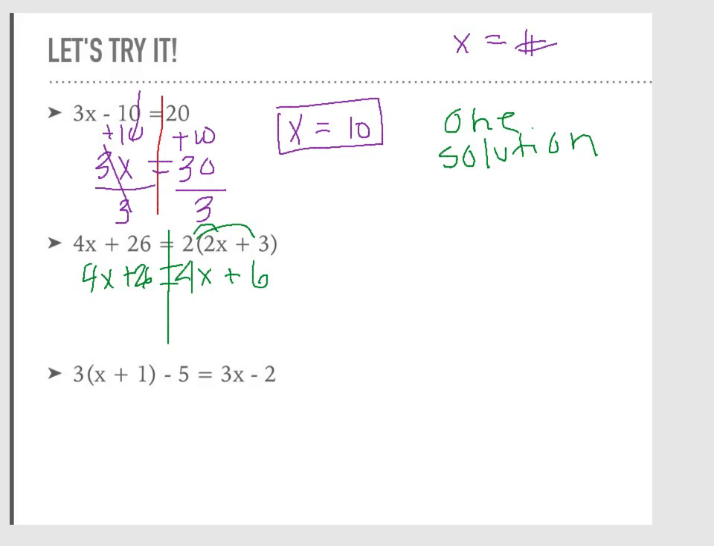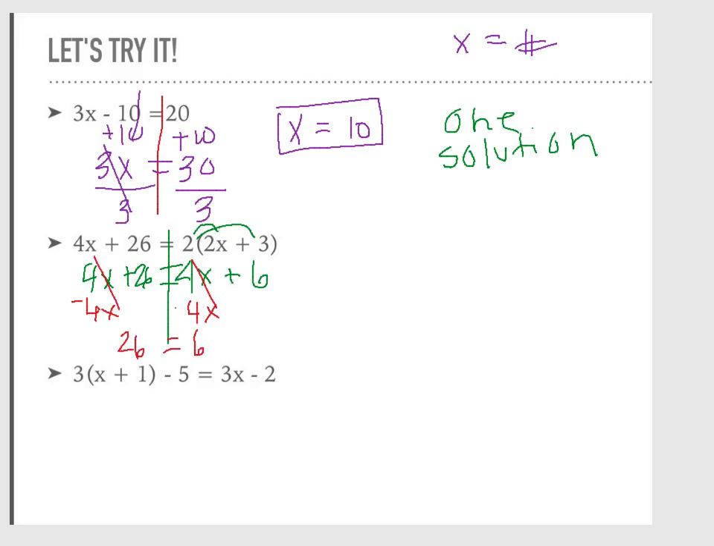I notice that I have some like terms, which is my 4x, my 4x. So I need to combine those. I always say bring your right one over to your left side. So the opposite of plus 4x is minus 4x. On the right side, my 4x's cancel, and on my left side, my 4x's cancel. So I'm left with 26 equals 6.